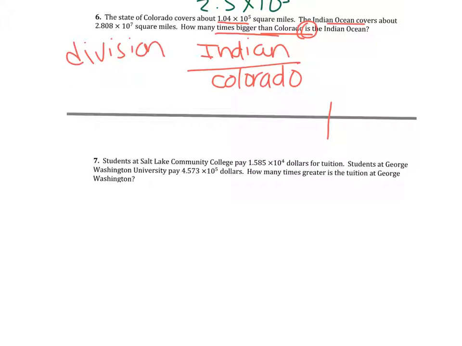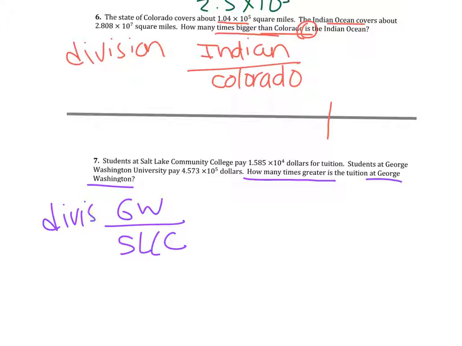Okay, let's look at one more. Question 7. The students at Salt Lake Community College pay 1.585 times 10 to the 4th dollars for tuition. Students at George Washington University pay 4.573 times 10 to the 5th. How many times greater is the tuition at George Washington? So we're going to put GW on top, SLCC on the bottom, Salt Lake Community College. This is a division problem. And solve.